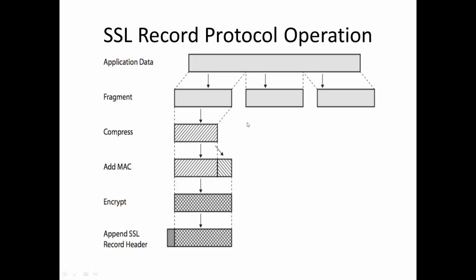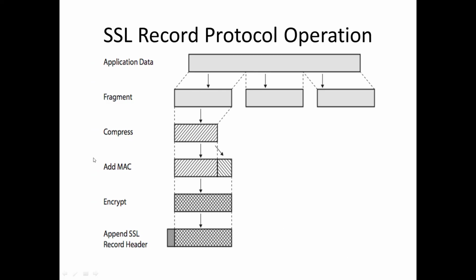Now coming to the SSL record protocol operation. By looking at the block diagram, you can understand the operation. First, you have the application data. The first step in the record protocol operation is fragmentation. A huge amount of data will be divided into blocks, and each block size will be 2^14 bytes. After fragmentation, the data will be compressed, and after compression, we add the MAC. After adding the MAC, we encrypt the data, and on top of that, we add the SSL record header. This is how the SSL record protocol operation happens.